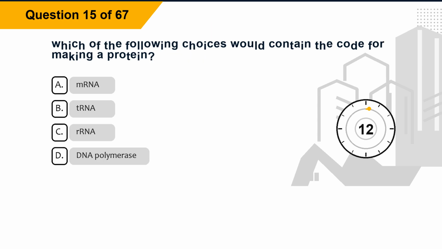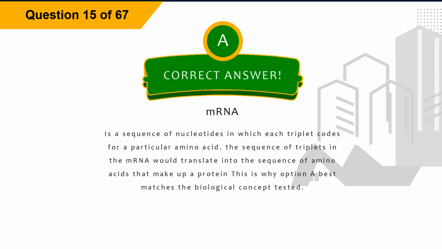Question 15. Which of the following choices would contain the code for making a protein? Option A, mRNA, option B, tRNA, option C, rRNA, option D, DNA polymerase. The correct answer is option A, mRNA.